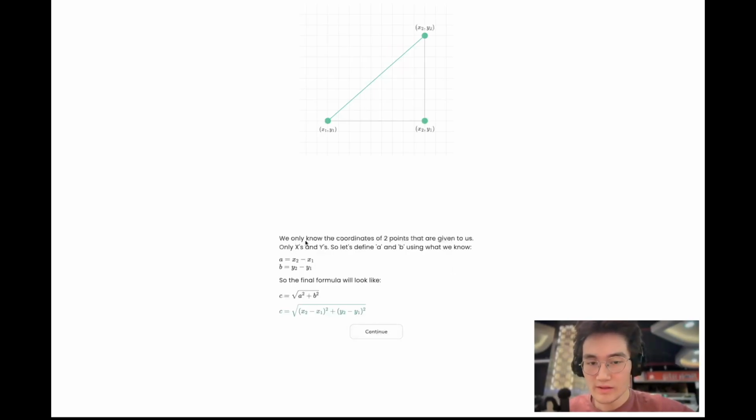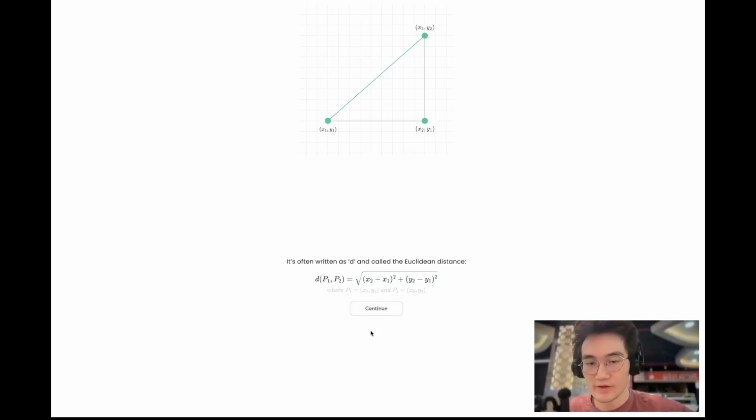Okay, we only know the coordinates of two points that are given to us, only x and y's. So let's define a and b using what we know. So we see here what a and b are equal to, and we get the final formula. That's also called Euclidean distance, and I mention it here. It's often written as d and called the Euclidean distance.